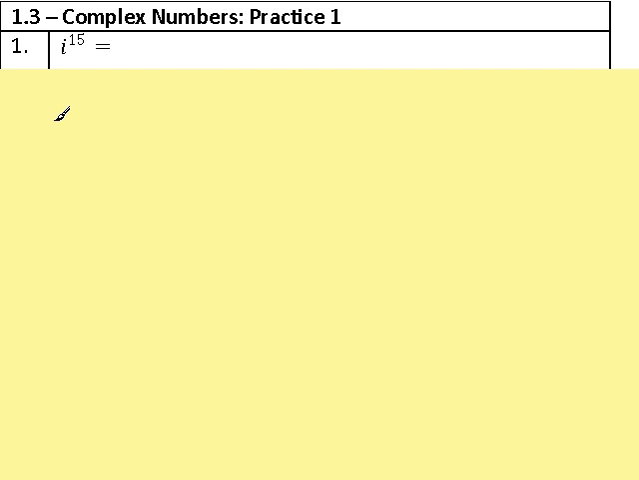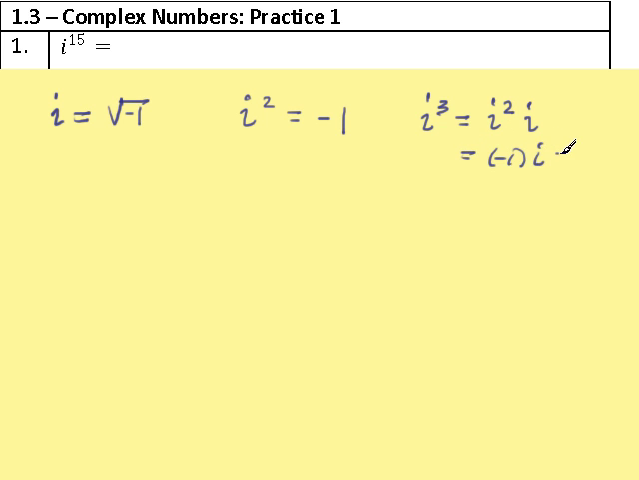Let's remember that the imaginary number i is equal to the square root of minus 1, and i squared is equal to minus 1. Okay, if we continue finding more powers of i, let's say i cubed. Well, that's equal to i squared times i. Remember, this is minus 1 times i, or minus i.